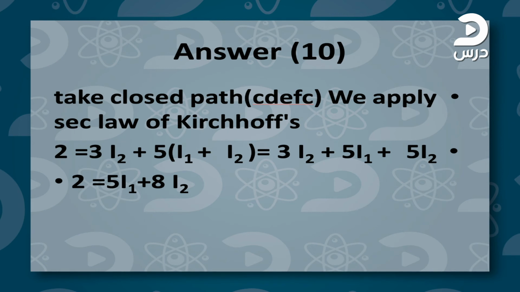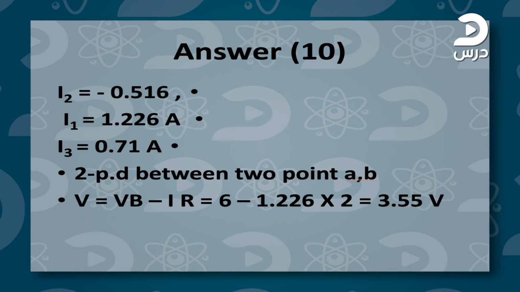So here 2 equal 3I2 plus 5I1 plus the I2, the bracket will be expanded, so here 2 equal 3I2 plus 5I1 plus 5I2. Let's do the summation. For I1 there is only 5I1, for I2, 3 plus 5 gives me 8I2. So the equation 2 is 2 equal 5I1 plus 8I2. So the final result for I1, I2 and I3 by mode equation 2 in the calculator.